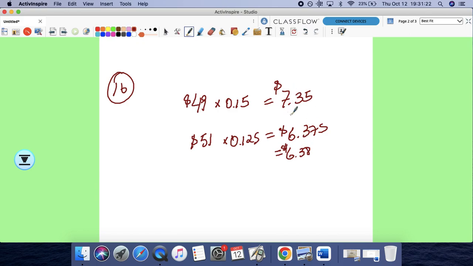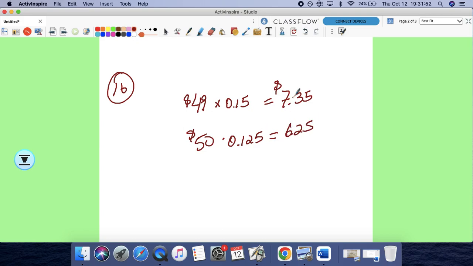Did I multiply this right? 51. So instead of 51, I should have used 50 or more. So I misread that. So for $50 or more, we'll multiply by 0.125. Right, and that's going to give us 50 times 0.125. It's going to give me 6.25.